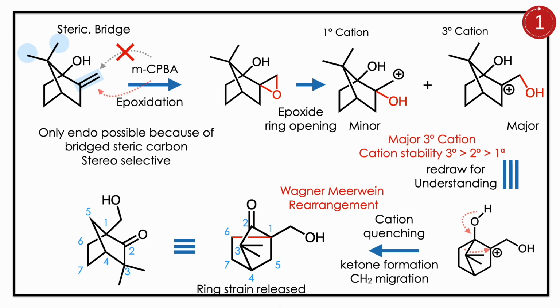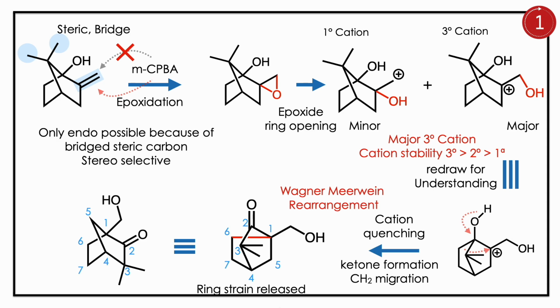So a primary cation forms. Then another possible ring opening occurs, which gives a tertiary cation. So obviously the major will be the tertiary cation, which is on the ring. If you read nicely, it's a kind of pinene system. The cation is there. The cation has to be quenched. How will it be quenched?